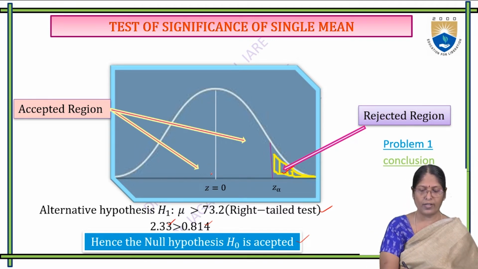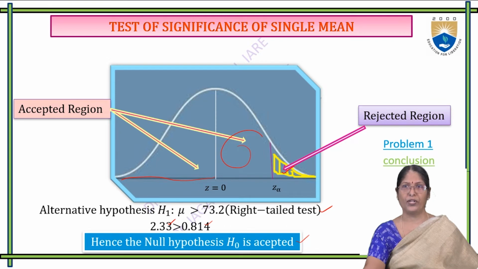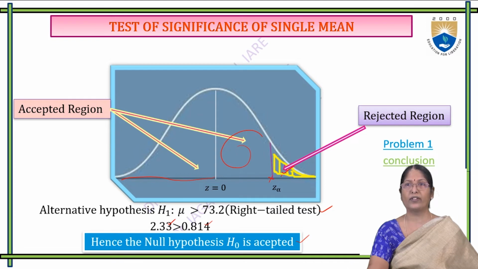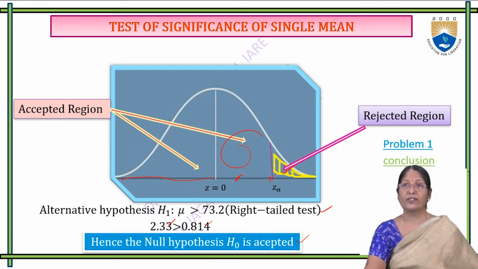The left part, the complete section plus the leftover of this section, is the region marked by the arrow as the accepted region, because this is the tabulated value 2.33. The value 0.8 falls here, in this region. So it is accepted. We can accept the population mean as mu equal to 73.2. This completes the study of sampling theory.